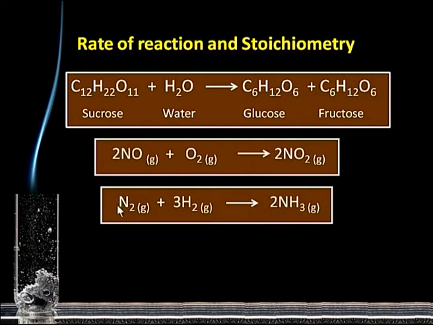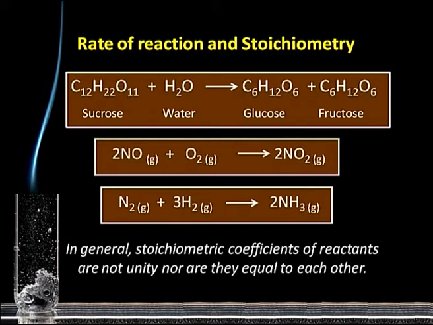Another example, synthesis of ammonia. For every mole of nitrogen consumed, 3 moles of hydrogen are consumed. So the rate at which hydrogen is consumed is 3 times that of nitrogen. Therefore, in general, the stoichiometric coefficients of reactants are not necessarily unity, and they need not be equal as well.